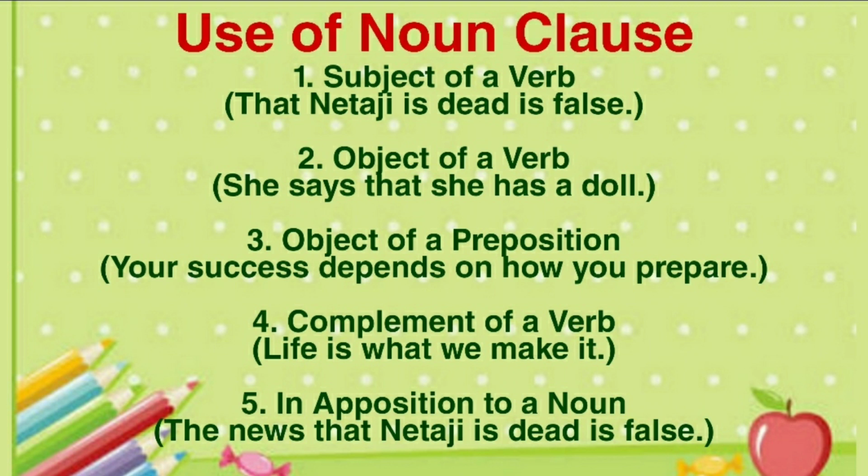And life is what we make it. Here also you see, what we make it is simply the complement of the verb is. And finally, the news that Netaji is dead is false. Here you see, that Netaji is dead, the subordinate clause is used as an apposition to a noun, that is the news. It adds some more meaning to the noun, that is the news. That's why it is used as the apposition to a noun.